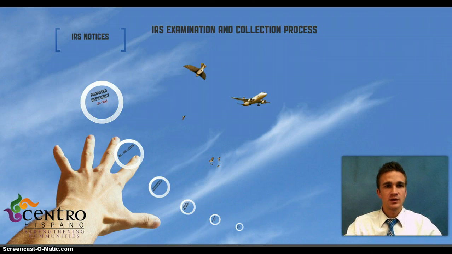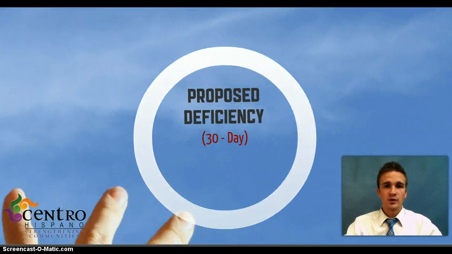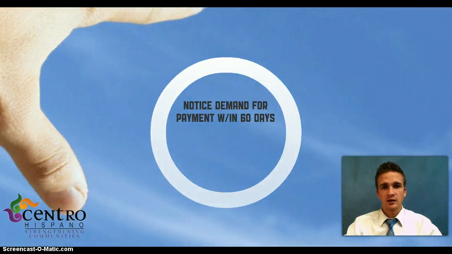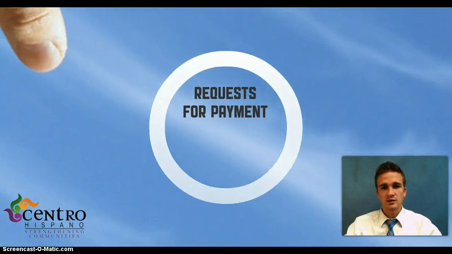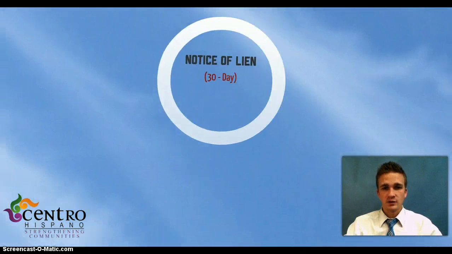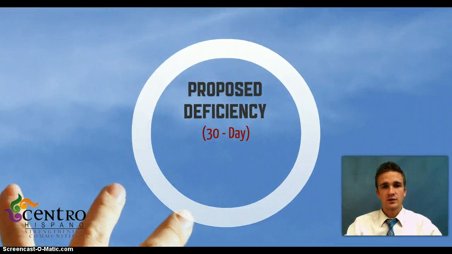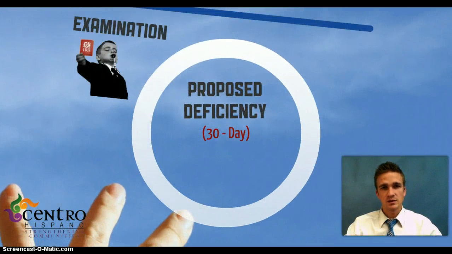So first, let's look at some of the notices that you can potentially receive. We have proposed deficiency notices, 90-day letters, notice of demand for payment within 60 days, request for payment, notice of lien, and then notice of intent to levy. So let's go over first the proposed deficiency notice. This is basically the beginning of the examination process of the IRS, the audit process. Audit is actually a type of examination with the IRS.